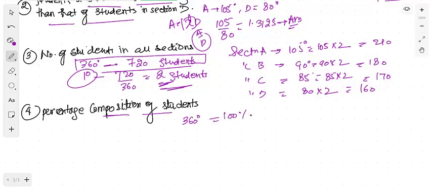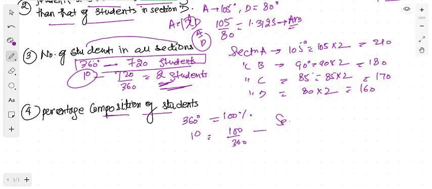Okay, here it asks for the number of students in all sections, so you have to convert degrees into the number of students. Here they are asking for the percentage composition of students, so you have to convert the angular form into percentage form, and we have discussed this conversion. 360 degrees is considered as 100%, so 1 degree will be equal to 100 by 360.